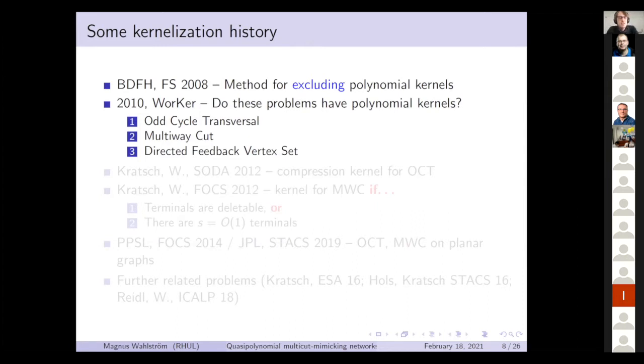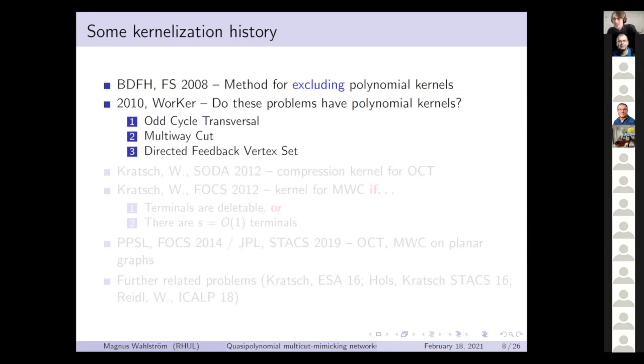So, just a brief history. This is getting some time ago. In 2008, we had the first tools for excluding the existence of polynomial kernels, and quickly afterwards there was a kind of flurry of research where we settled problems as having polynomial kernels or not. I haven't mentioned what a polynomial kernel is, I realize. It's strictly speaking not necessary for the rest of the talk.